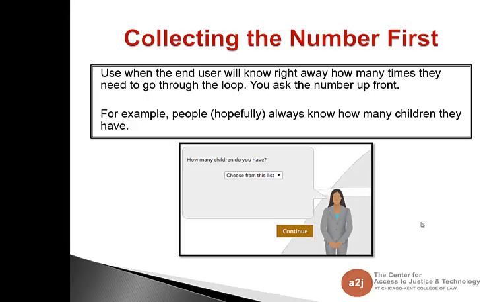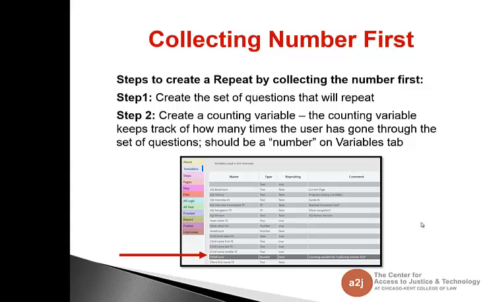The first way to create a repeat loop is to collect the number first. You use this when the end user will likely know right away how many times they need to go through the loop. You ask specifically for the number up front. So for example, it's commonly used when you're asking how many children do you have. People, hopefully, always know up front how many children they have to talk about. So it's a definite number and they're not going to have to make a list and start going through it. And they'll know up front how many times they need to be asked questions about their children. There are 7 steps for repeat loops done this way.